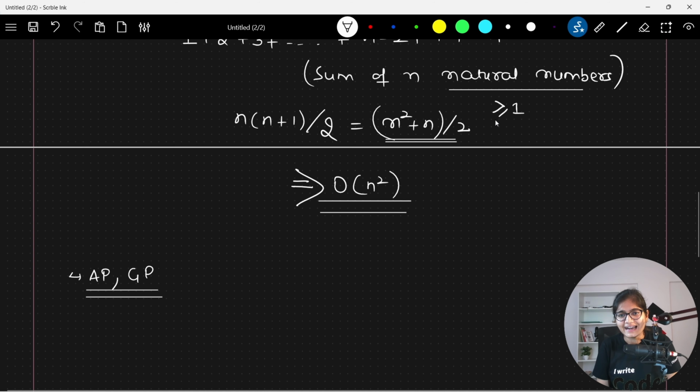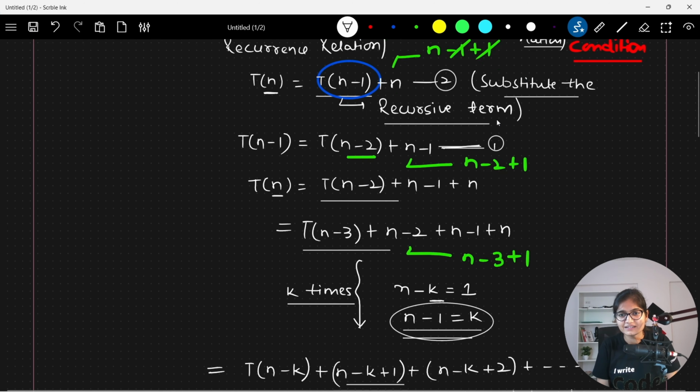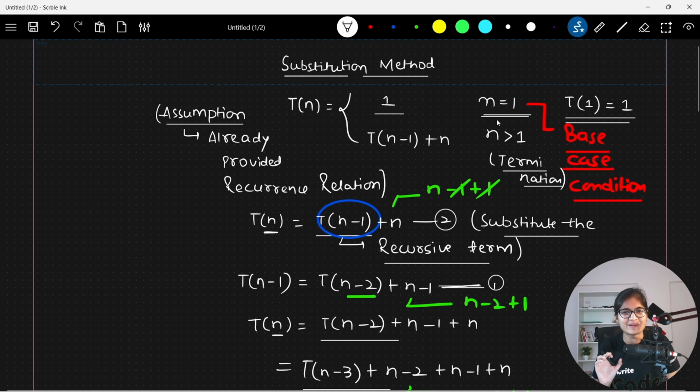After that, what you need to do is take the higher exponent, because that is where we are talking about the approximation. That is where we are talking about the bigger time complexity. I hope the concept I wanted to explain here, how we can solve using the substitution method, is pretty much clear to everyone.